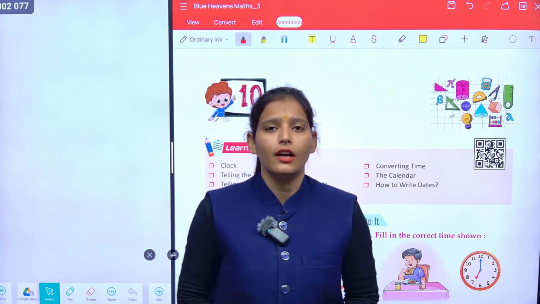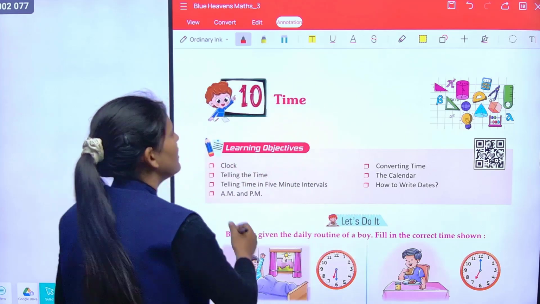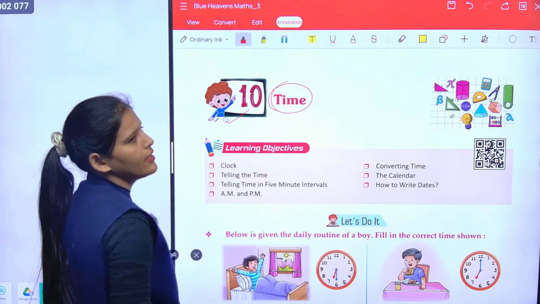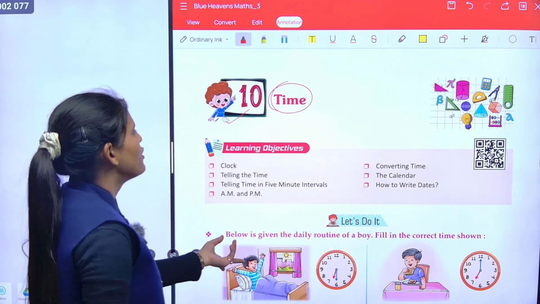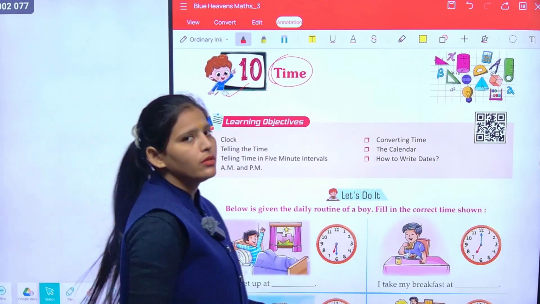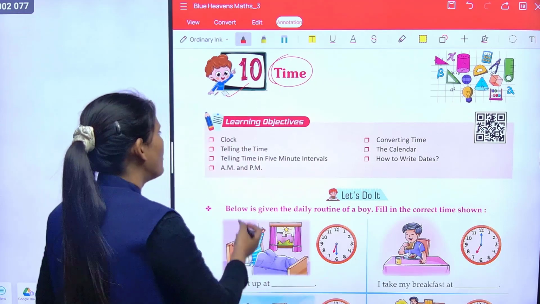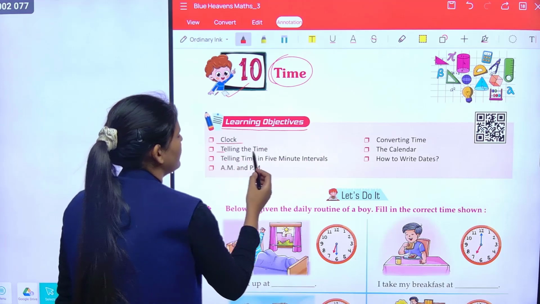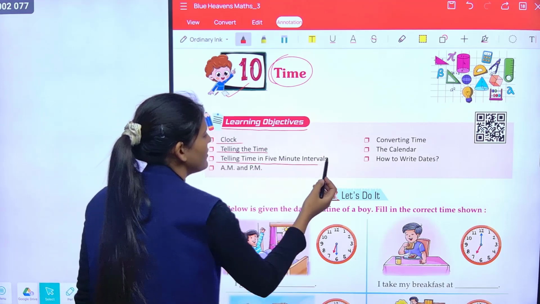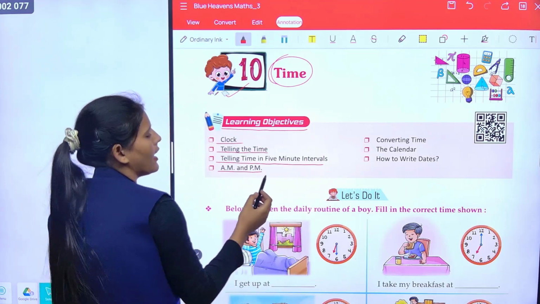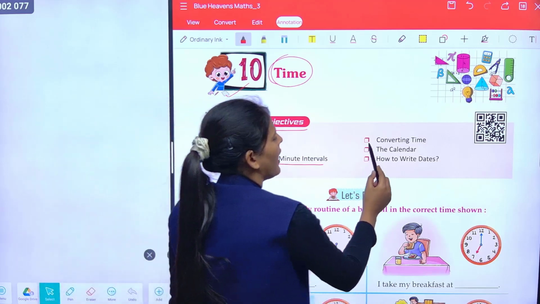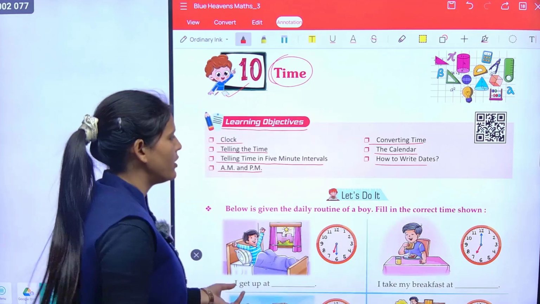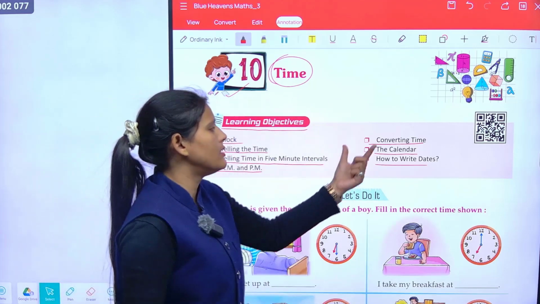Students, today we will learn chapter number 10, time. Chapter number 10 and the chapter name is time. So, today we will learn about the time. The learning objectives are clock, telling time in 5 minutes interval, AM and PM, converting time, the calendar, and how to write dates. Today we will learn about these things.